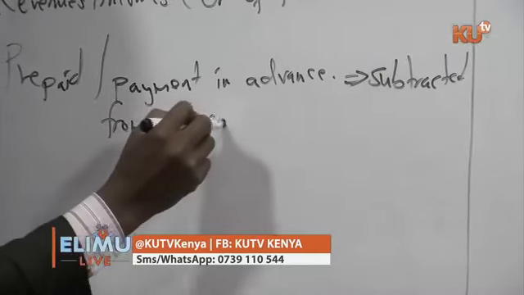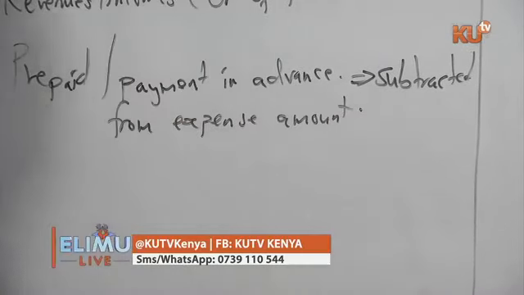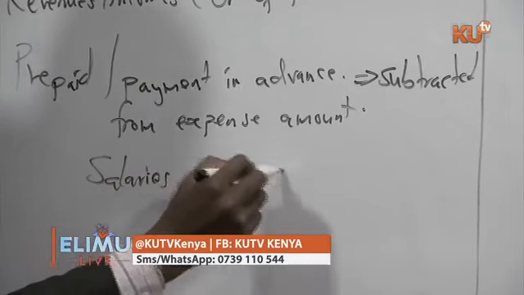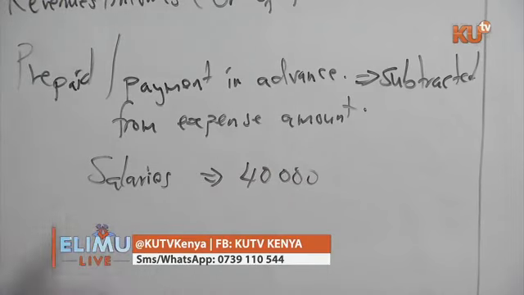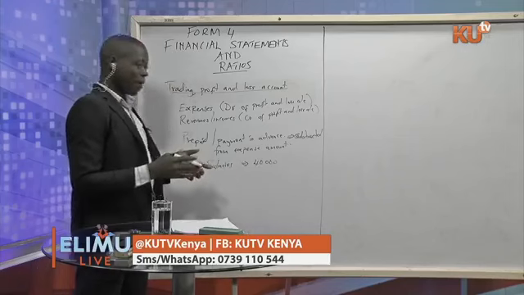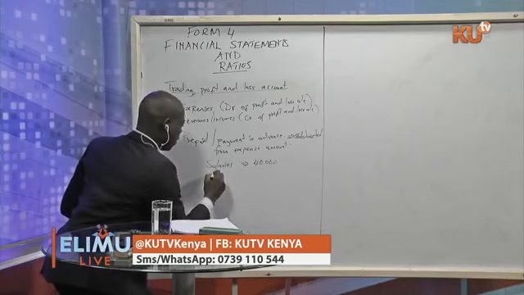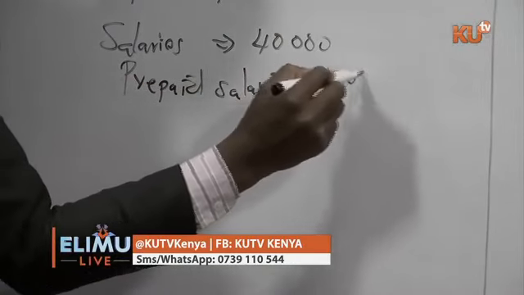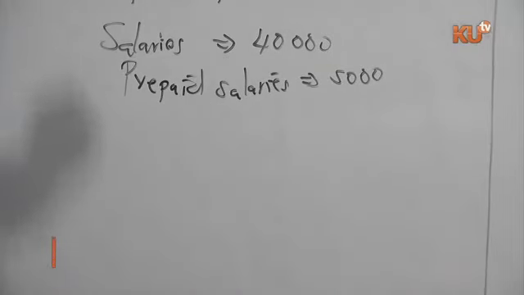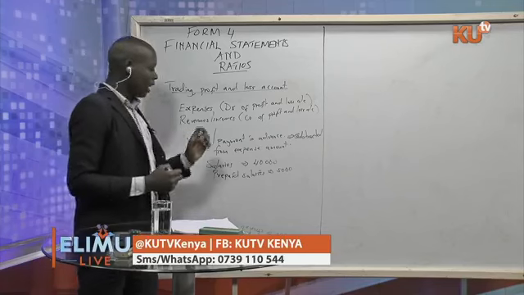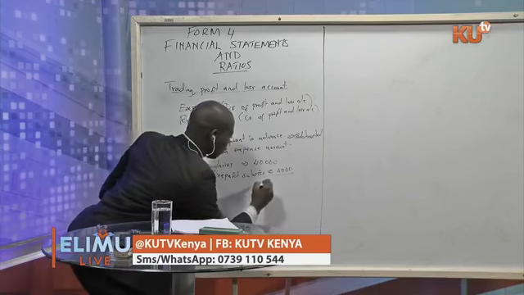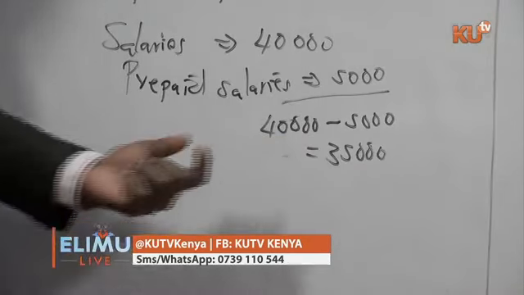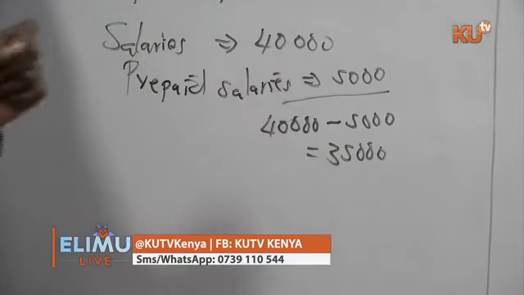If, for example, we had captured salaries as an expense of 40,000 incurred within one year, and the business had made a prepayment, and we are given a record of prepaid salaries of 5,000 shillings, then to obtain the actual figure for salaries to be captured in the profit and loss account, it will be 40,000 minus 5,000, which gives us 35,000. So we record 35,000 and not 40,000.